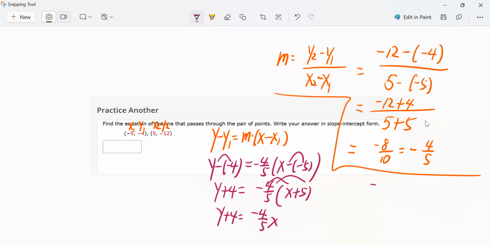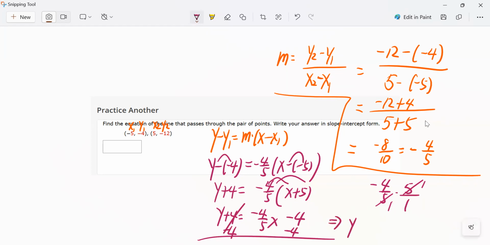And we get negative 4 over 5 times 5. Turn the whole number into a fraction and then simplify, right? Reduce the fraction, and we end up with negative 4 over 1, so it's minus 4. Now subtract 4 from both sides of the equation. Now y is by itself, so we get y equals minus 4 over 5x minus 8.